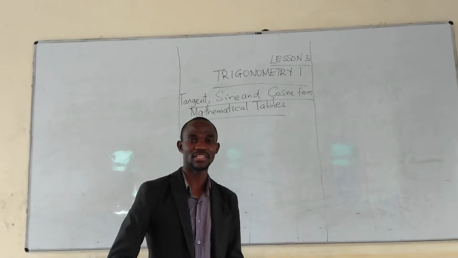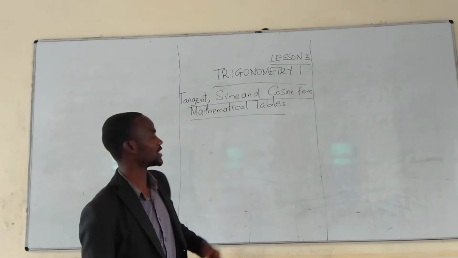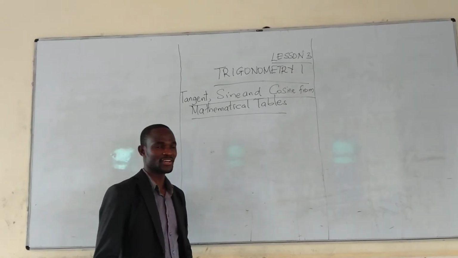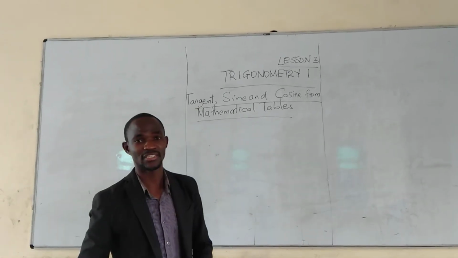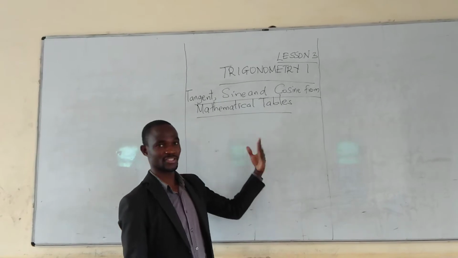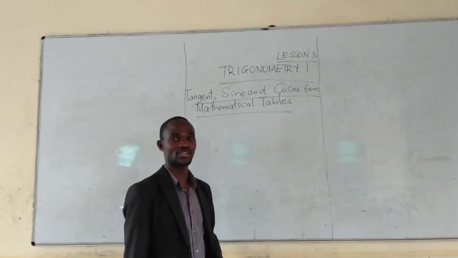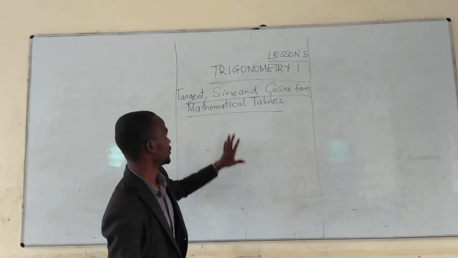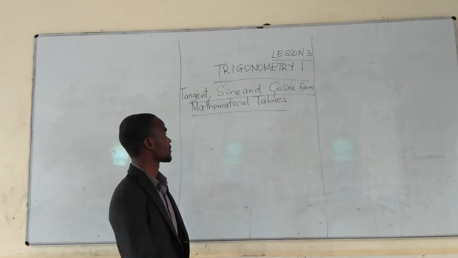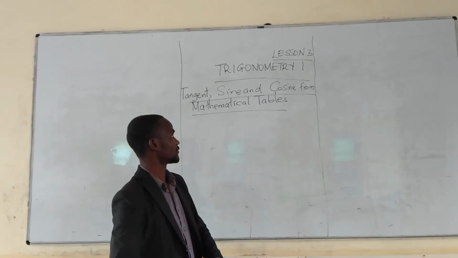Today we are dealing with lesson 3, trigonometry. Today we want to deal with the tangent, sine and cosine from mathematical tables. And the mathematical table is not something that is new to you. Remember, we used the mathematical tables even in Form 1 when we were looking at the squares and the square roots. We looked at the logarithm of numbers in Form 2. We looked at the cubes of numbers in Form 2 also.